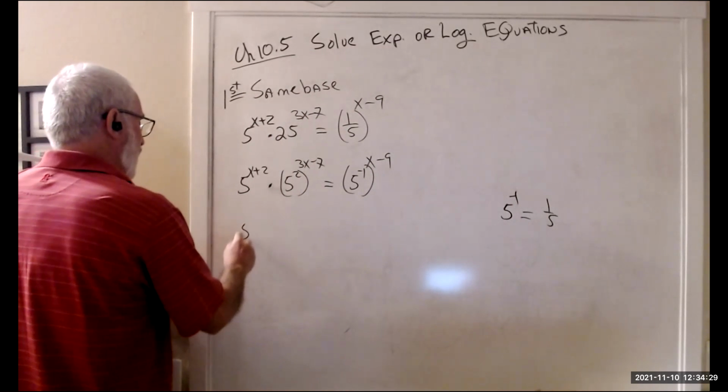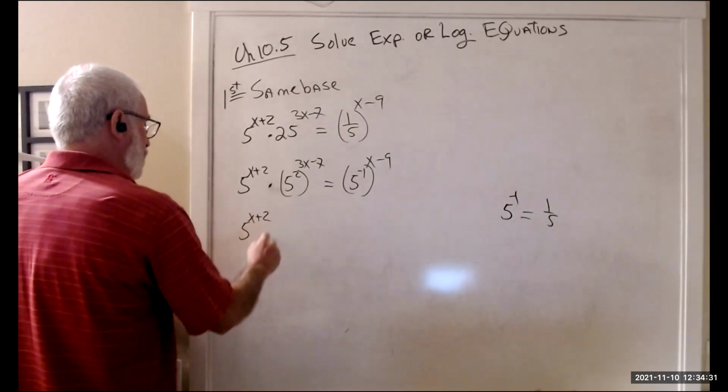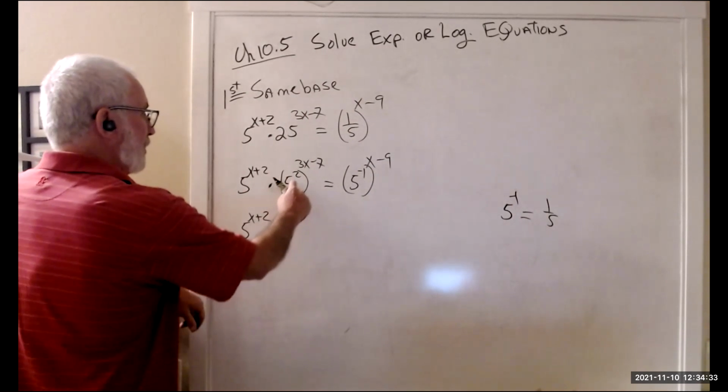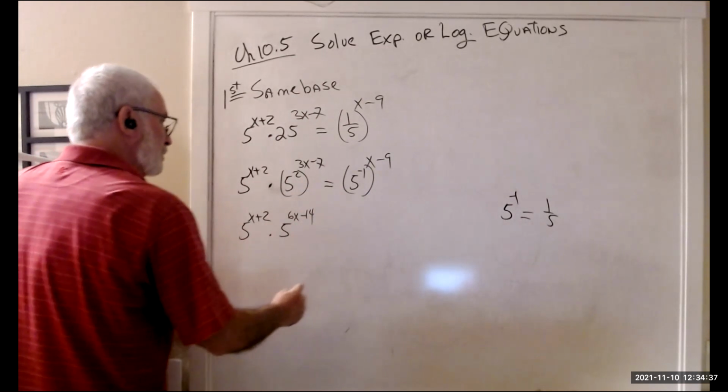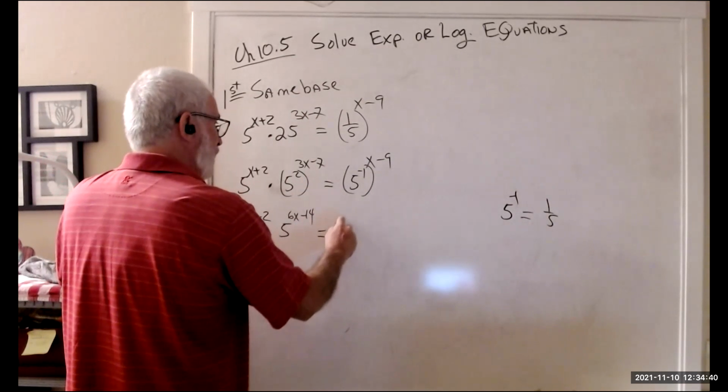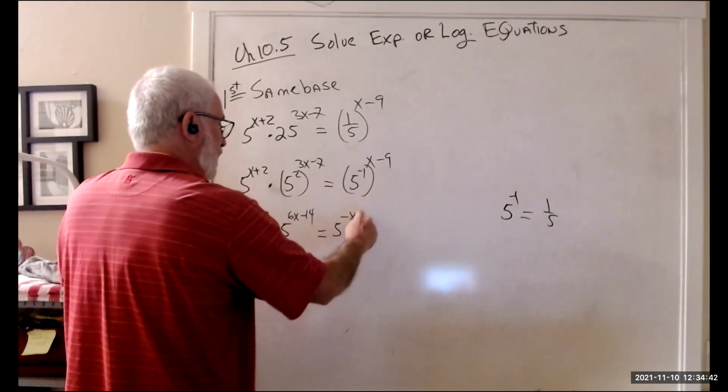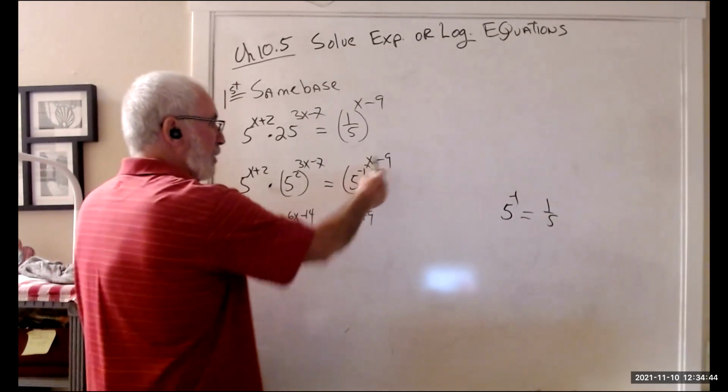So this is 5^(x+2) times 5, power to a power you multiply, 5^(6x-14) equals 5^(-x+9). A power to a power you multiply.